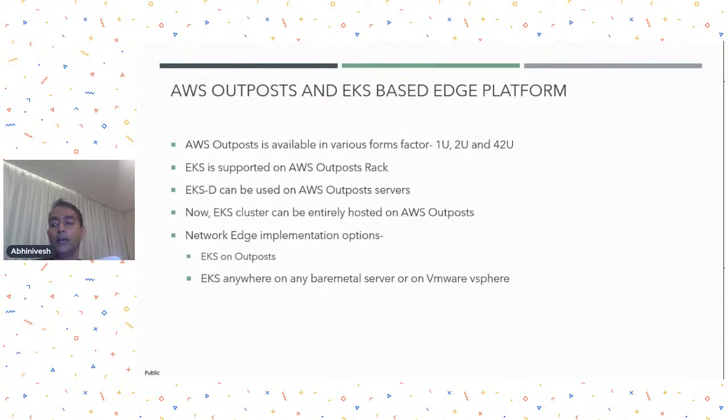Now, network edge is again a type of edge that telco providers use, and it can be implemented in two ways. You can use EKS on Outpost, which I have already explained. But let's say you don't want to use Outpost. For some reason, let's say you have already invested in your hardware and you want to use that investment rather than going for a new one before the hardware refresh cycle comes. In that case, you can use EKS Anywhere on bare metal, or EKS Anywhere also supports VMware vSphere. So it can run on any of these.